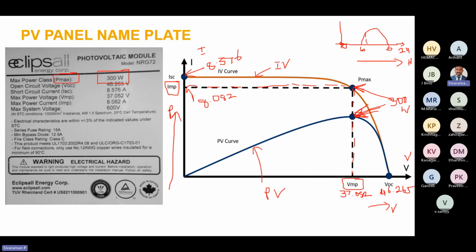You can have a higher amount of power between 10 o'clock in the morning and 3 o'clock in the evening. Only in between this can we have higher power. In the morning from 6 to 9 and the evening from 3 to 6, we are getting lower power only. This will be the power P.